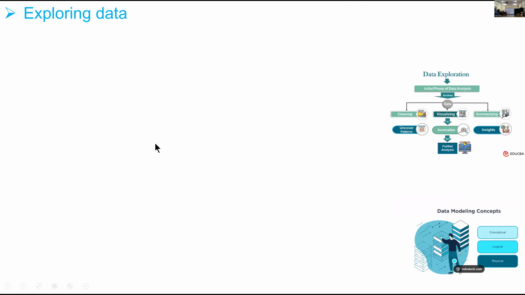The next step is called data exploration, but people also use the word EDA. It's exploratory data analysis. I told you about table zero. This is the next step.